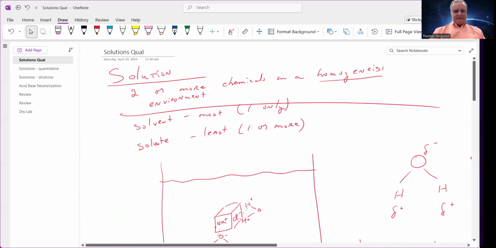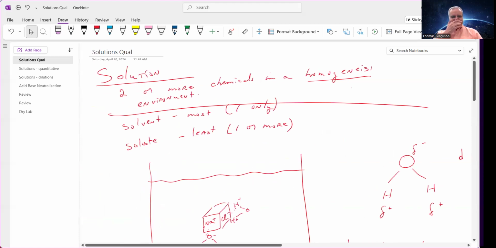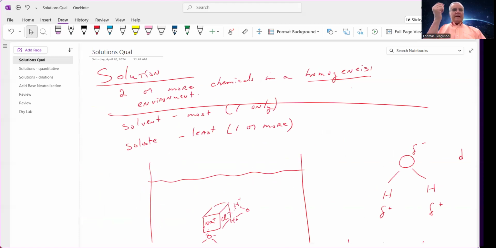So getting back to solutions now. Two or more chemicals. Oh, let me do one more example. We talked about gas solutions. We talked about liquid solutions, and there's one more solution that you probably want to think about.